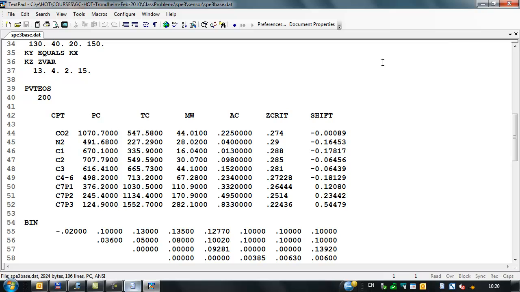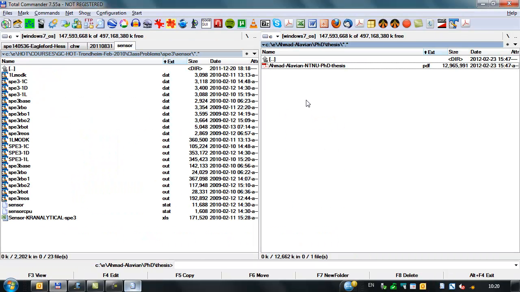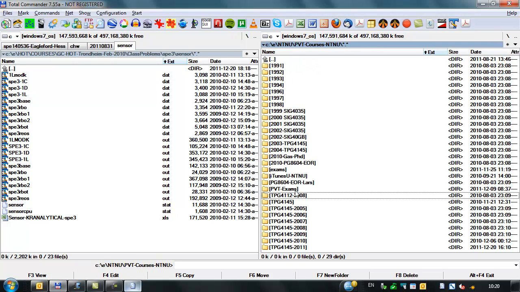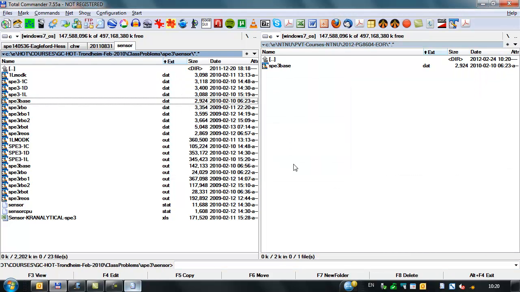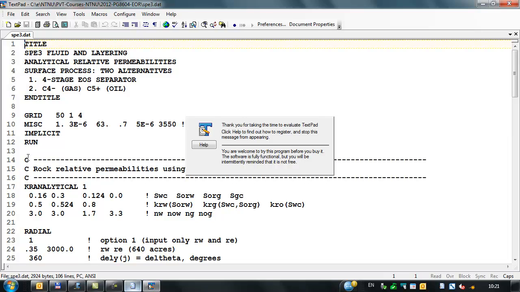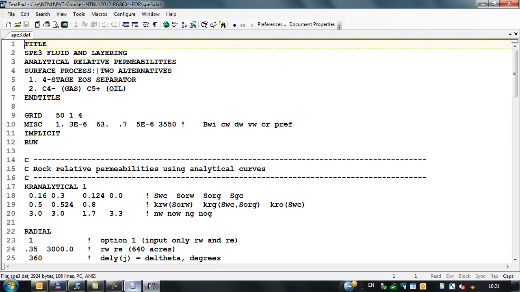This is the EOR course, PG 8604, is that right? Okay. All right. Let's see here. We can just look at the simulator data set. We've got two alternative surface processes set up. That's good. We'll probably use the C4 minus and C5 plus in what we do.